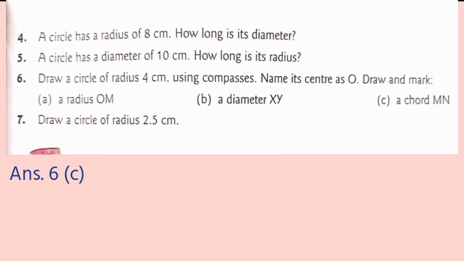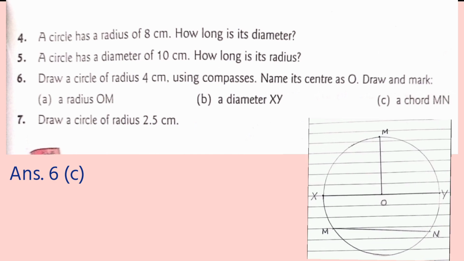Let's move on to part C, a chord MN. For this question, we will take any 2 points M and N anywhere on the circle and join them using a line segment. This line segment MN is the desired chord.